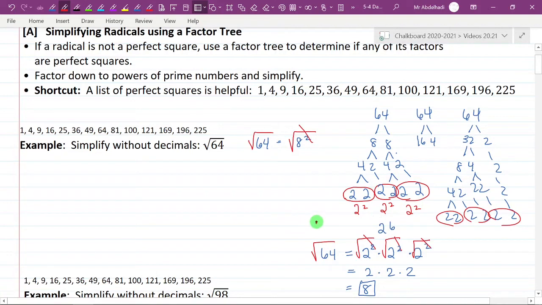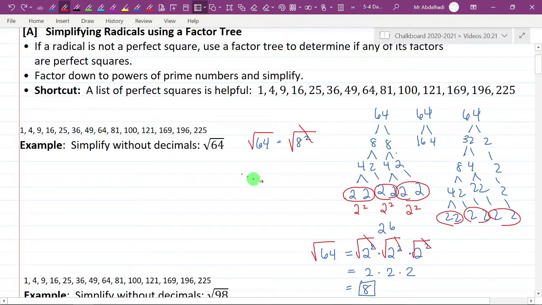Now, naturally, this is not necessary if you have a perfect square. And I made a list of perfect squares above each question here so that we can take a quick look and see if there's a match. This is 1 squared, 2 squared, 3 squared, 4 squared, 5, 6, all the way up to 15 squared. And 64 is on that list. It's right there. It's a perfect square. So we don't have to do very much work here. There's a shortcut.